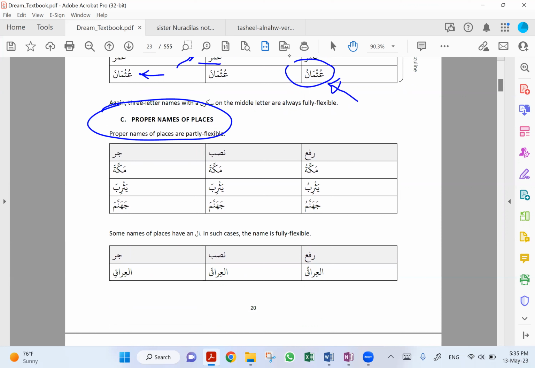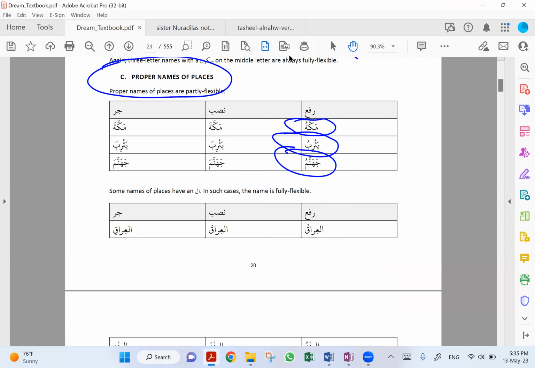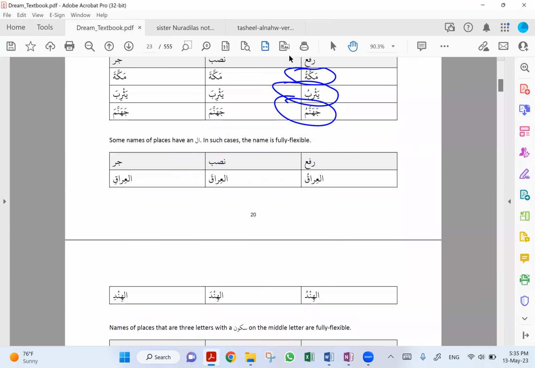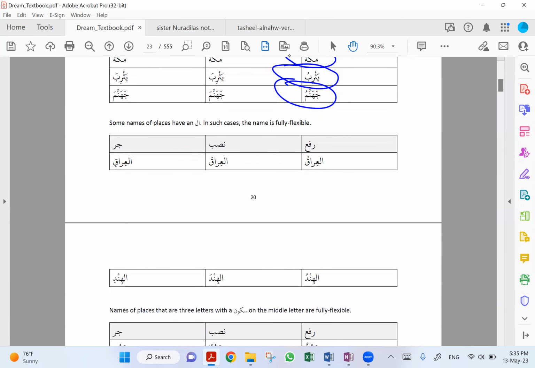And then, of course, the last category that they gave us in Bayina is proper names of places. So Makkah, Yathrib, Jahannam. But then again, today we will learn that the reason why Makkah is mamnu' min as-sarf is not the same reason as Yathrib, and it is not the same reason as Jahannam. So they just gave us these names to ease our lives, and alhamdulillah for that. But now that we understand Arabic a little bit, maybe we can understand why, so that we can expand our thinking, inshallah.